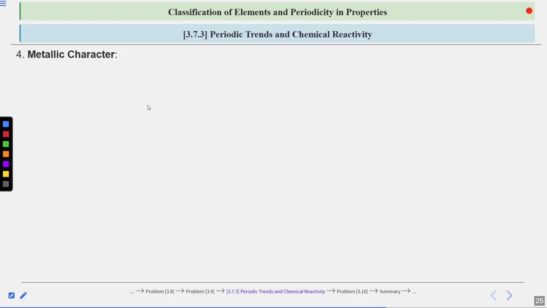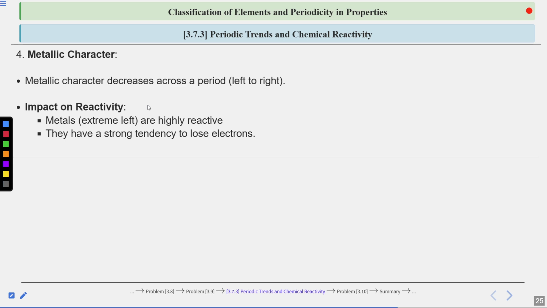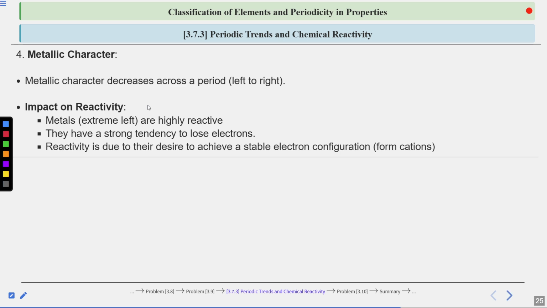We can also understand it in terms of metallic character. Metallic character decreases across a period from left to right. This means the metals on the leftmost part are the most metallic and easily lose electrons, therefore they are the most reactive. They have a strong tendency to lose electrons, making them highly reactive to form cations.